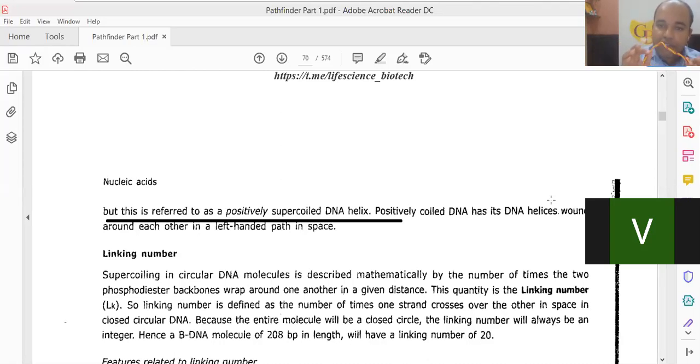If you coil a left-handed DNA in the left-handed direction, now supposing this DNA is left-handed, and you're coiling it in the left-handed direction, then what is going to happen? Left-handed DNA coiled in left-handed direction, the answer would be positive supercoiling. Left-handed DNA coiled in right-handed direction, the answer would be negative supercoiling. Okay, now I'm just trying to ask you some very important questions.